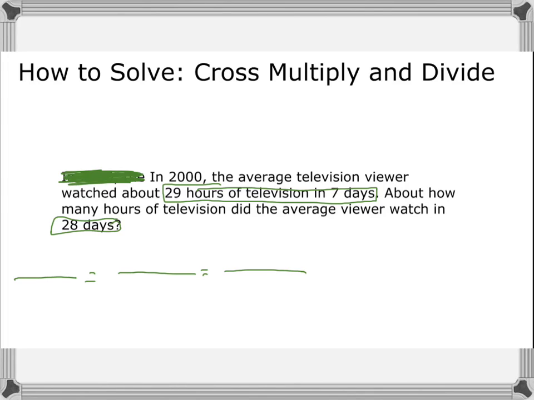So let's set up our proportion. We're comparing hours of television to days. So we've got hours as one label and days as the other. So 29 hours in 7 days would be our given ratio. And then we have 28 days and we're solving for hours.